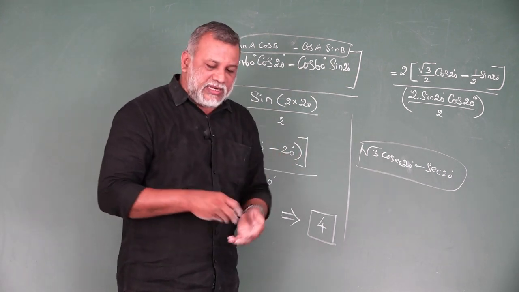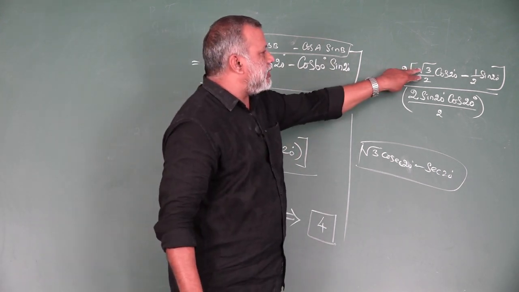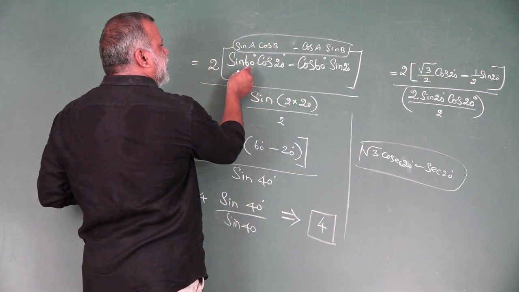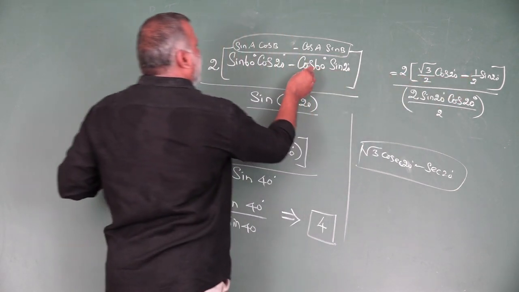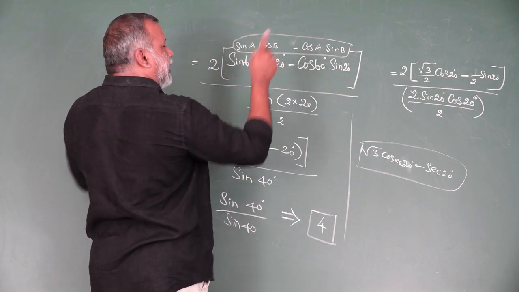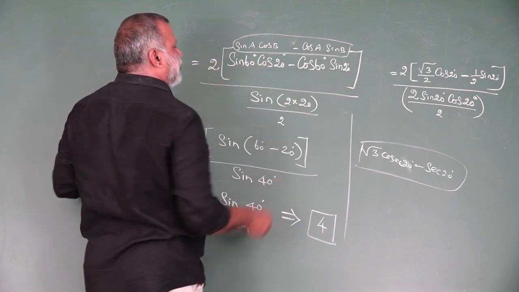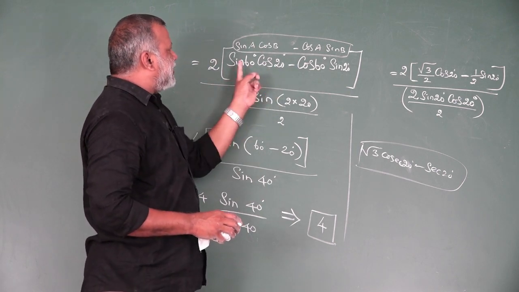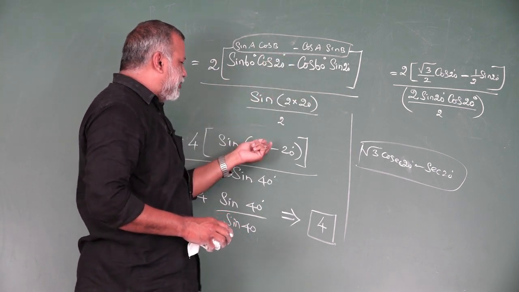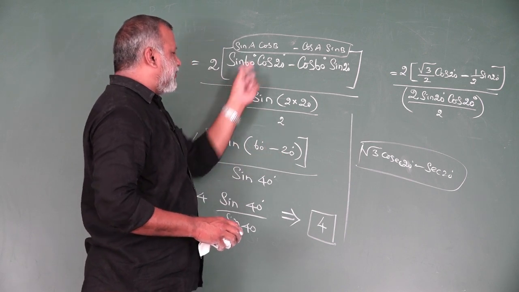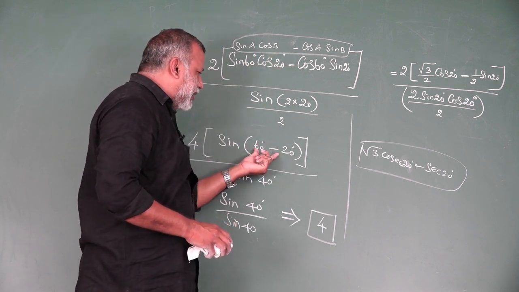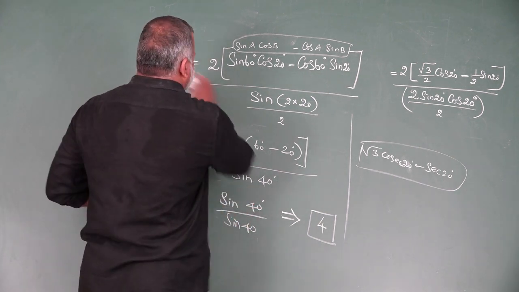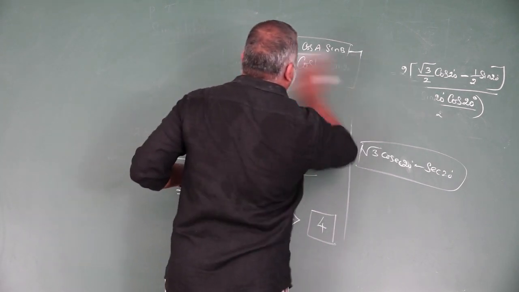After that, convert the relation like this. See here, root 3 by 2 cos 20. I can convert this root 3 by 2 as sine 60. Again see, 1 by 2 cos 60. You have to convert it to the formula sine A cos B minus cos A sine B. Then simplify as sine of A minus B. Instead of A, 60 degree, instead of B, 20 degree, 60 minus 20 we get 40, and 40 will be removed. We can get 4 as the answer. This is how to find the value of the given question.